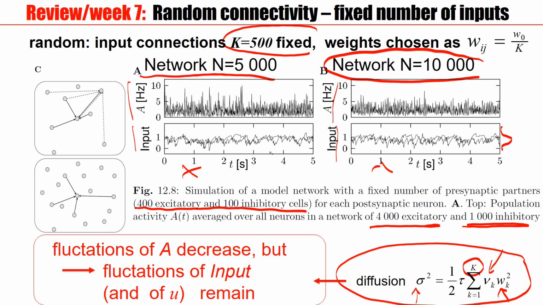So all the input rates are in fact the same. All the input rates are equivalent to the population activity rates, which we can measure. And therefore, the diffusion part is the same for both networks. So why is the population activity of smaller variance in the case on the right? Well, the reason is simple. We average over 10,000 nearly independent samples instead of 5,000, and therefore the measurement noise is smaller.